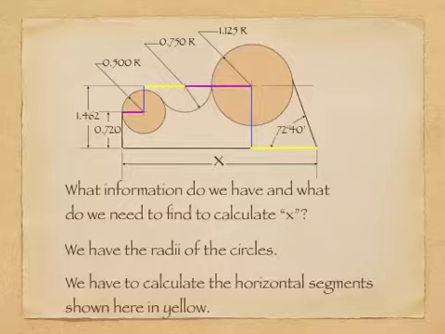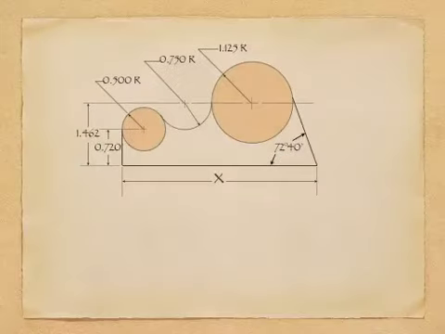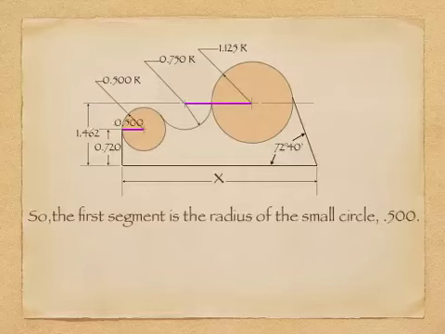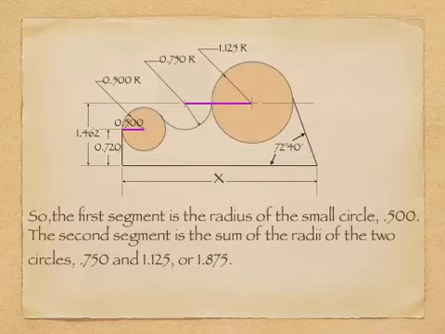So let's get started. The first section is the radius of the smaller circle. That's 500 thousandths. The other section in purple is the sum of the two other radii, 750 thousandths and 1 and 125 thousandths. So that's 1 and 875 thousandths.